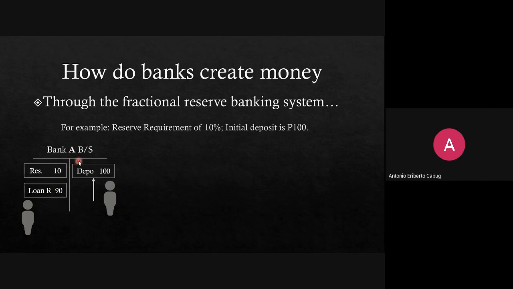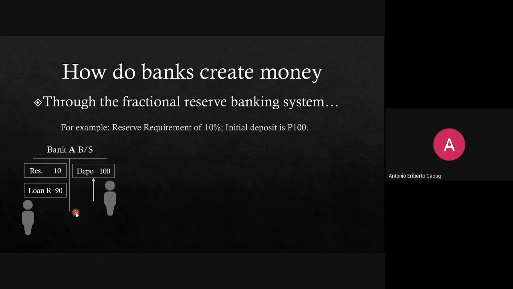Because Bank A can create 90 pesos out of the 100 deposited by Mr. Shi. As far as Mr. Shi is concerned, the deposit of 100 is his cash. As far as Miss Bautista is concerned, naghiram siya ng 90. So the bank has a loan receivable of 90. Meron siyang 90 pesos. Here's the problem. It doesn't end there.